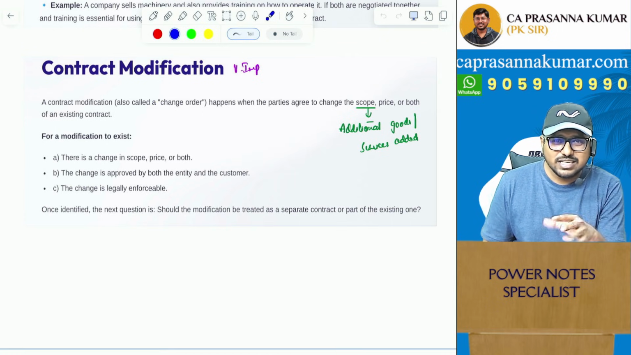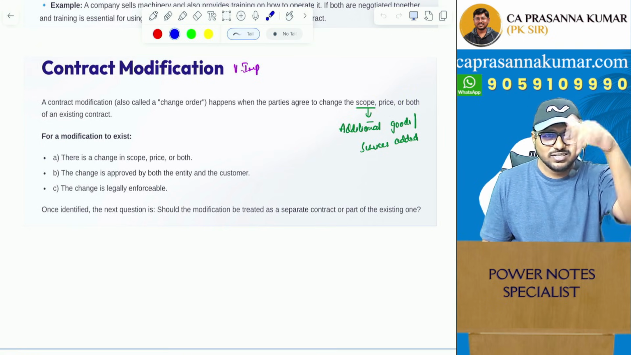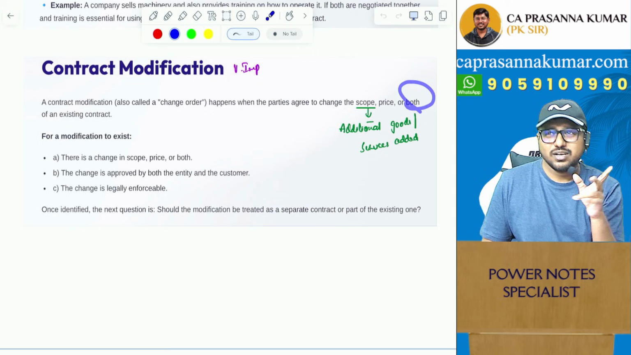Modification is obviously a change in the terms of the contract. What terms? Price can change. That is very easy, sir. Price change means I can easily understand. Scope also can change, or both can change.